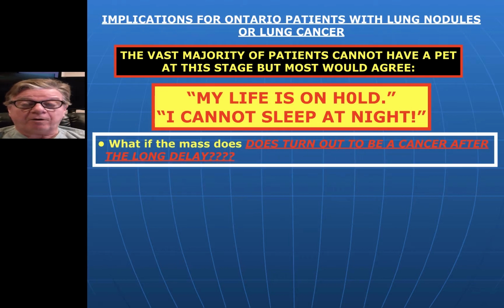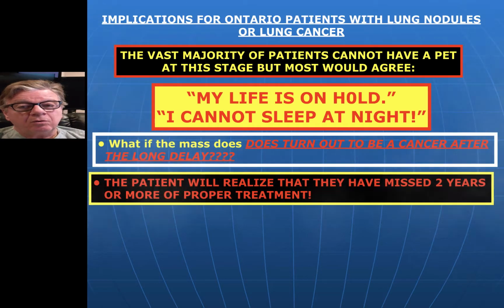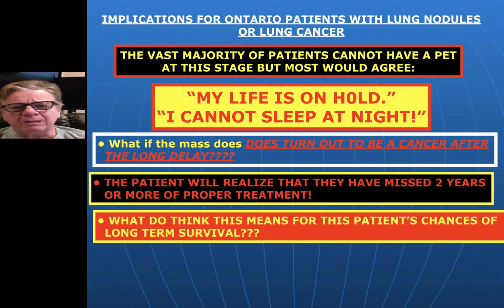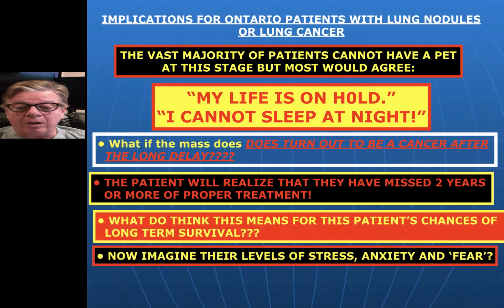But what if, ultimately, after this delay, it turns out that it's cancer? The patient will now realize that they've actually had cancer from day one, and it's been missed for 2 years before they actually start the proper treatment. So, anybody want to guess what that means for this patient's chances of survival because they have the misfortune of living in Patients First Ontario? And now imagine their levels of stress, anxiety, and fear.